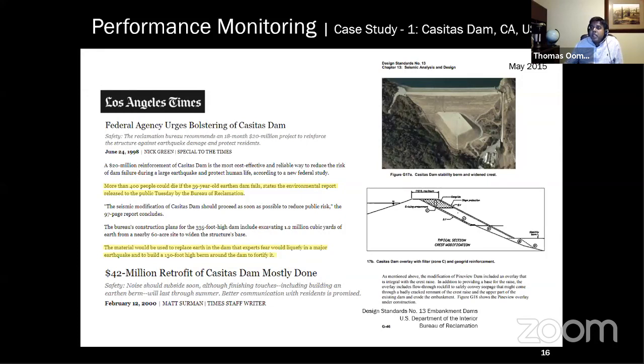Because of that concern, the US Congress in 1998 approved a berm to be constructed to stabilize the dam. It was approved for 20 million. You can see the 20 million project to reinforce the structure. And when it was constructed, it cost 42 million. So although it was estimated to be 20 million, the cost was significantly higher, almost 100% over the estimate, and it cost 42 million to retrofit the dam.